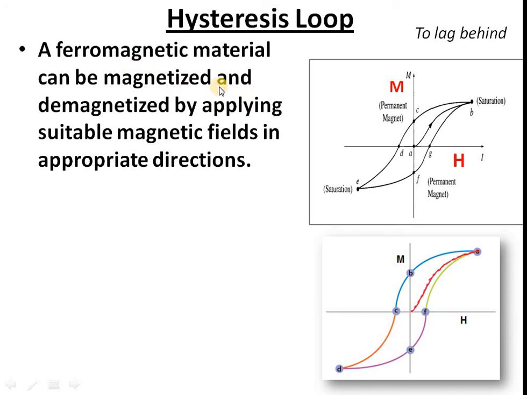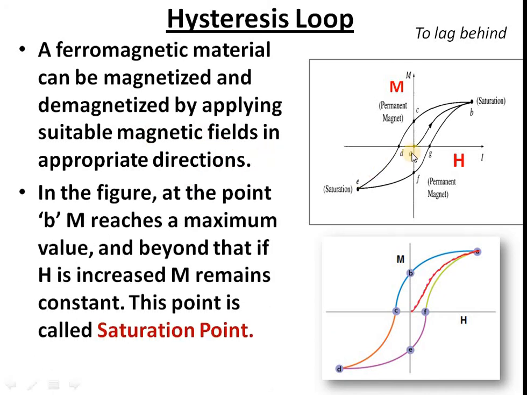Ferromagnetic material can be magnetized and demagnetized by applying a suitable field. In the figure you can see from A to B. At the point B, what happened? M is maximum, and beyond that, if you increase the applied field H, M is not going to increase and remains at that value. That is called the saturation point, and the M value at that point is called the saturation magnetization.